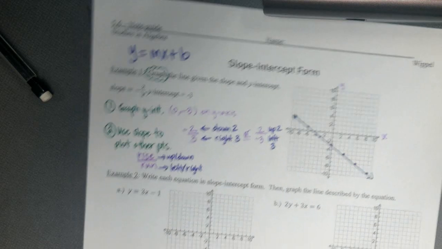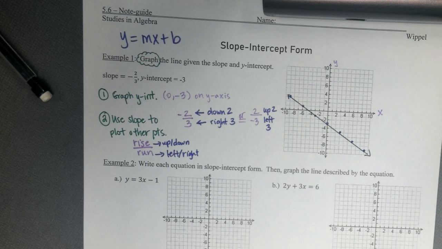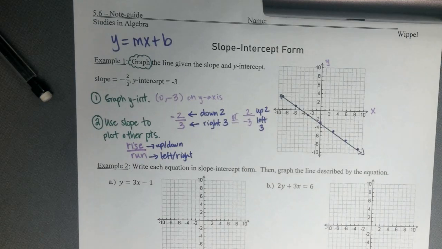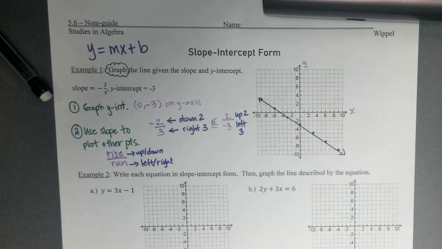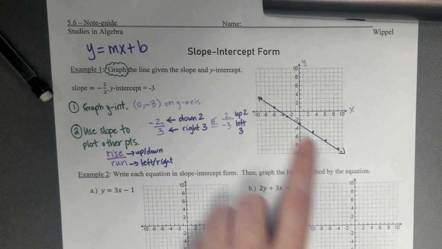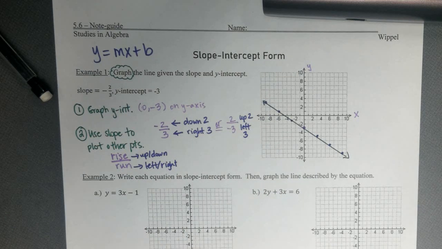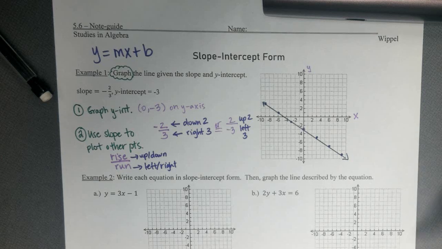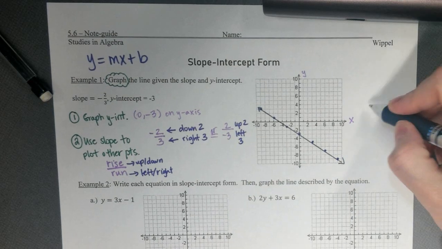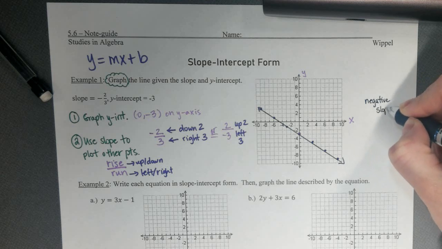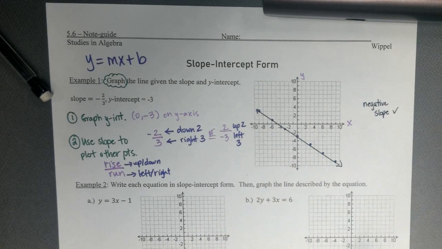Now, here is one other thing I want you to double check. In one of our sections, we talked about if you have a negative slope from left to right, the line should be going down. So if you have a negative slope, is this going down from left to right? Yes. So just double check that you have that negative slope. So you have that correct line there.